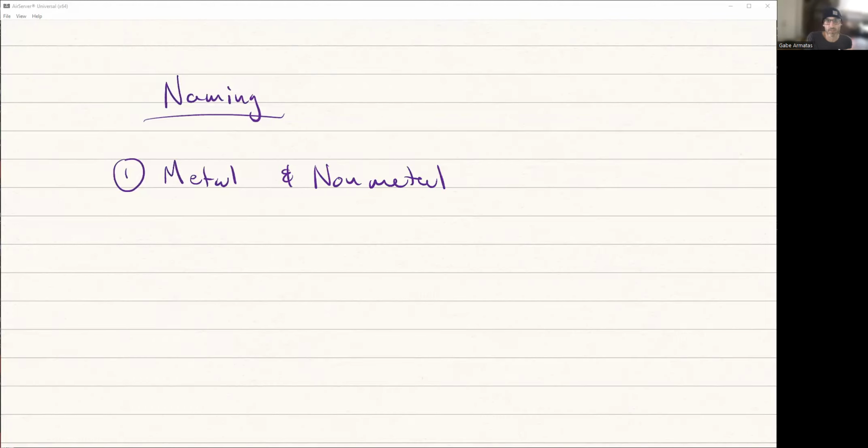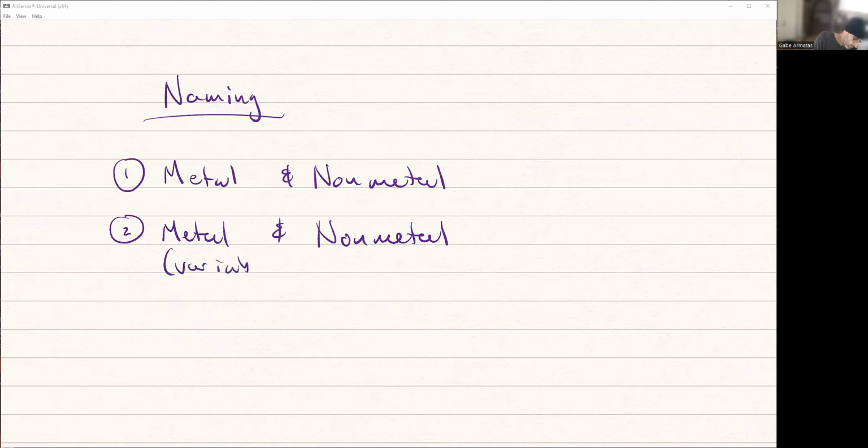Remember, the metals are on the left side of the periodic table. The non-metals are on the upper right. Okay, so metal and a non-metal. Second, you can have a metal and a non-metal, but the difference is metals have variable charge. So there are two different types of metals that we're going to have. The metals can either have a fixed charge or they can have a variable charge, and they're going to have two different types of setups for it.